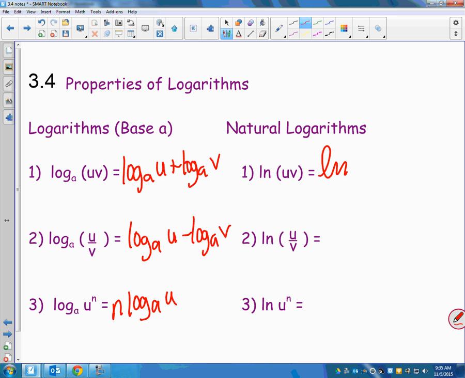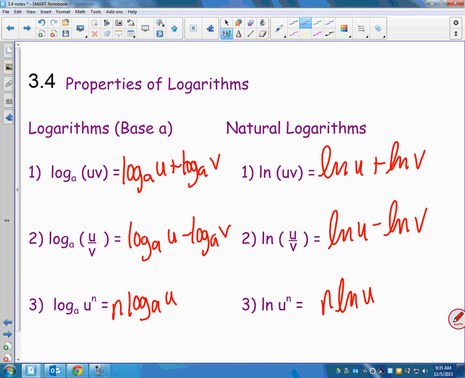So I'm going to say ln of u plus ln of v, ln of u minus ln of v, and n times ln of u. I like ln so much better than logs. I don't know why. It's just so much easier to write. All right, those are your go-to formulas. You got to know those. Hopefully, by doing this, you'll remember those as we do that.